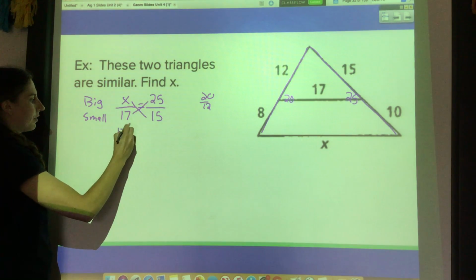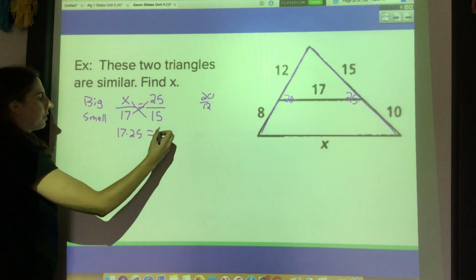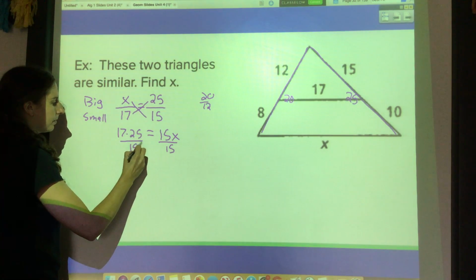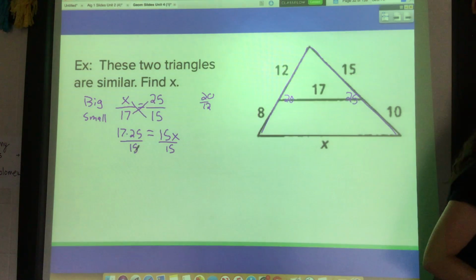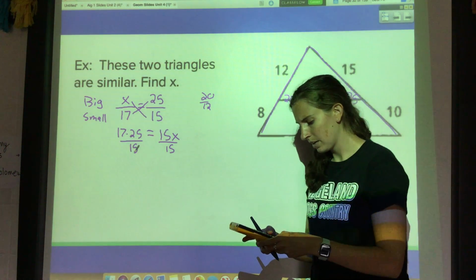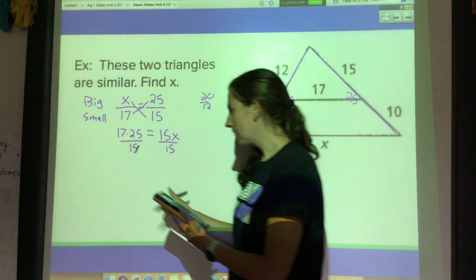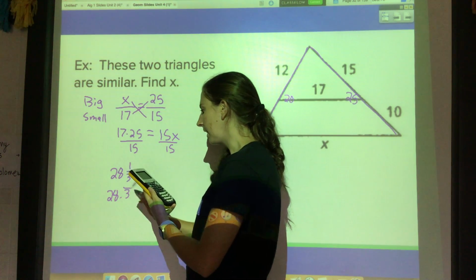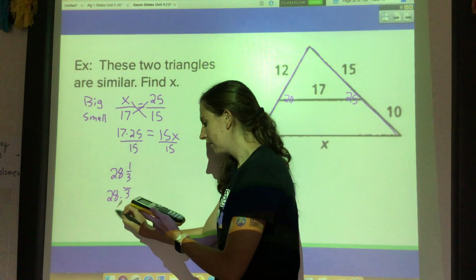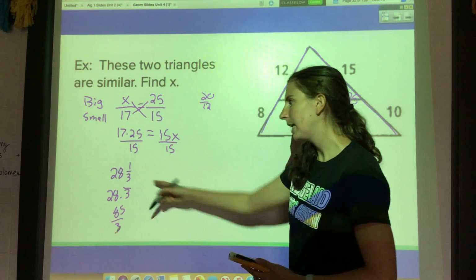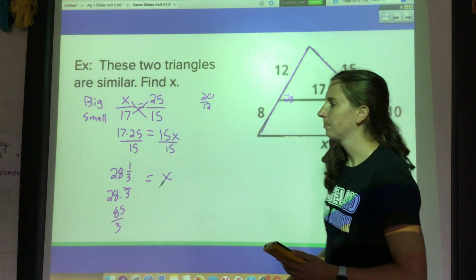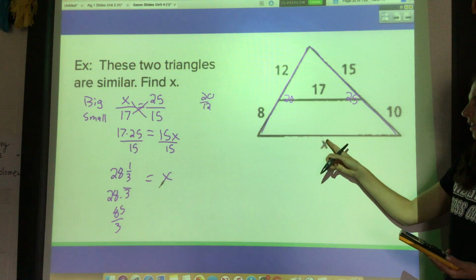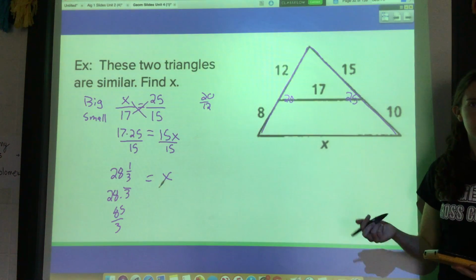So 17 times 25 should equal x times 15, or 15x, and then divide both sides by 15. I'm just going to do all that in my calculator. So 17 times 25 divided by 15 is 28 1/3, or 28.3 repeating, or 85 thirds. Any of those are fine. Equals x. Let's make sure that makes sense. If this is 28 1/3, that is a little bit bigger than 17, so that makes sense.